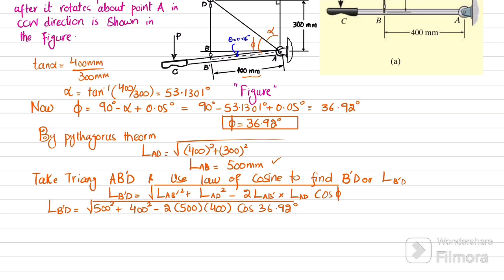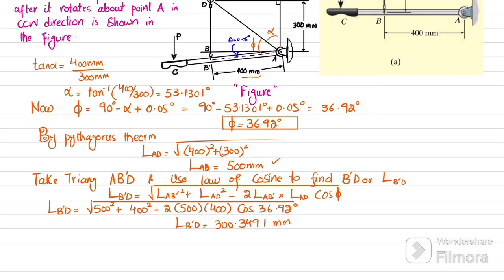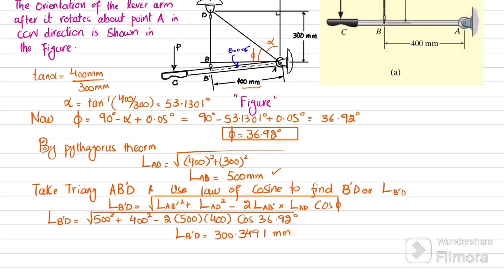Now when you solve this, you will get the length of B dash D will be equal to 300.3491 millimeter. So this will be the new length. This will be the length of this wire.